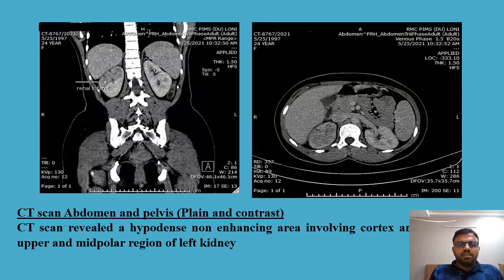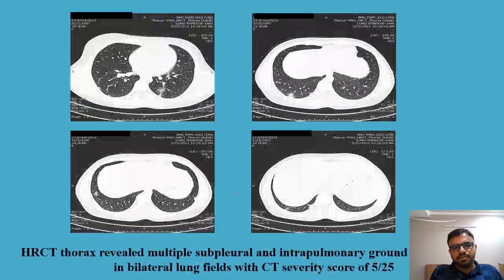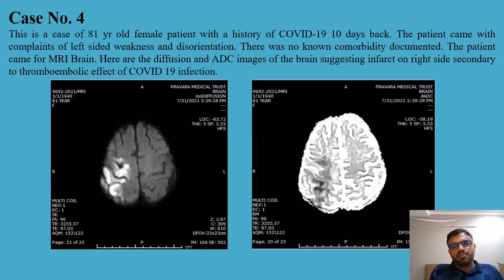Then the same patient's CT scan abdomen and pelvis, plain and contrast images, is done. The CT scan reveals a hypodense non-enhancing area involving the cortex and the medulla of the upper and mid polar region of the left kidney. HRCT thorax reveals multiple subpleural and intrapulmonary ground glass opacities in bilateral lung fields with a CT severity score of 5.